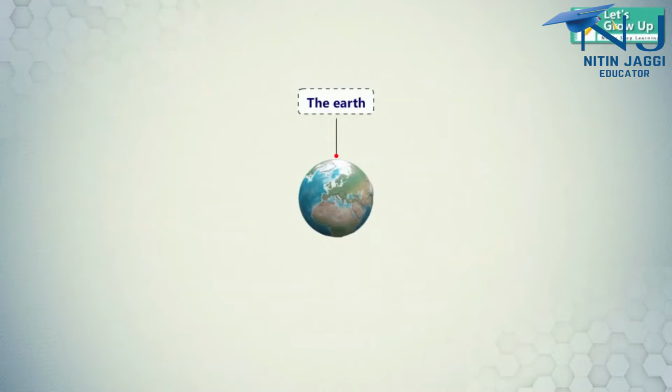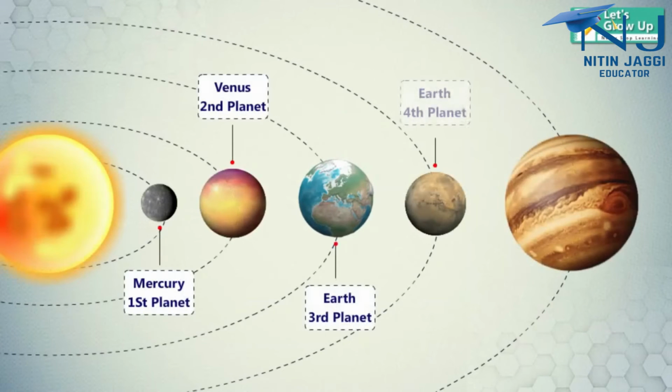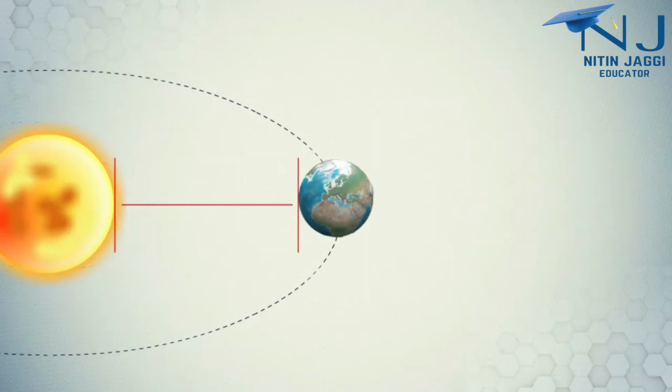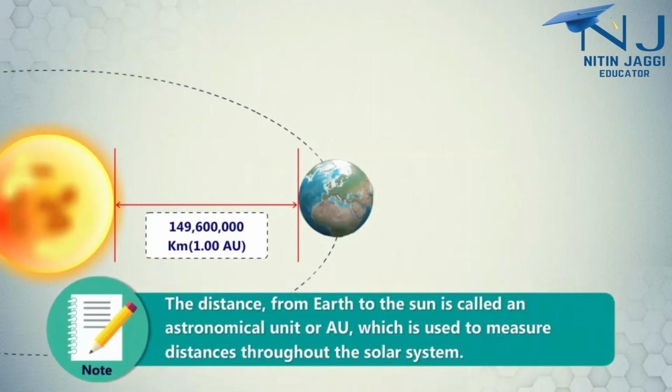Earth, our home. The Earth is the 3rd planet from the Sun. The Earth's distance from the Sun is 149,600,000 kilometers. Note: the distance from Earth to the Sun is called an astronomical unit, or AU, which is used to measure distances throughout the solar system.